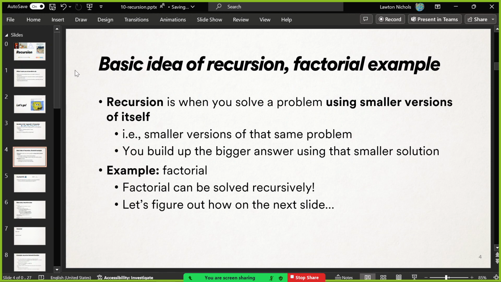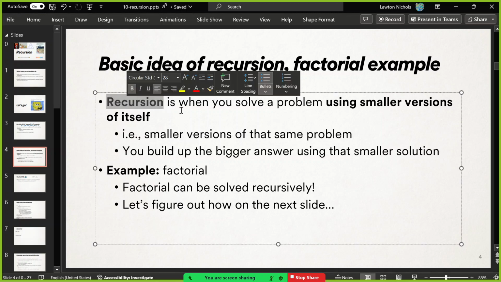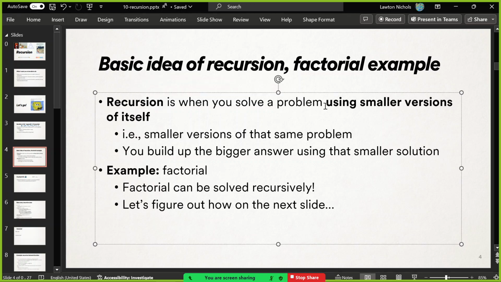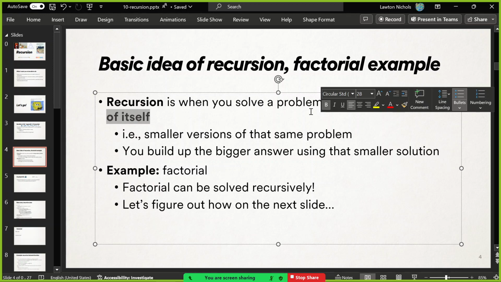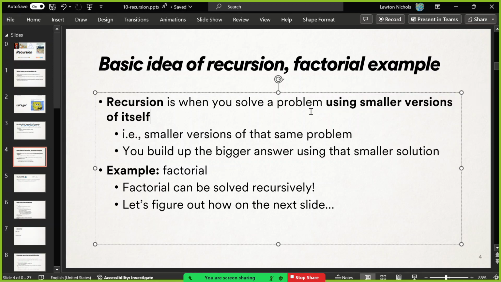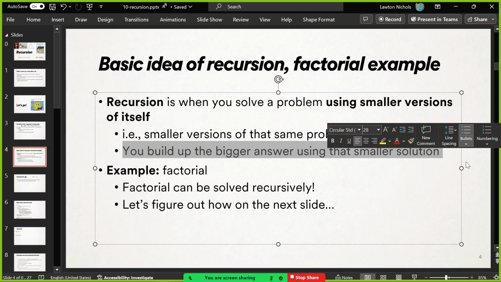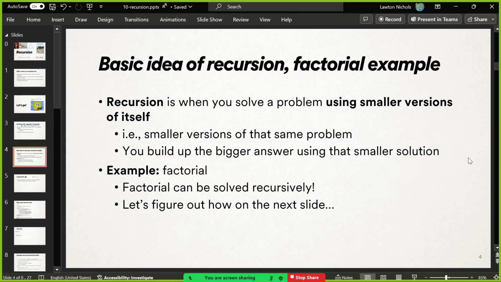So here's closer to a problem that we can code up, all right? Here's the basic idea of recursion using factorial as the example. First of all, let's define it. Recursion is when you are solving a problem in terms of smaller versions of that same problem, okay? You're handing off the problem to itself, but a smaller version, and you end up building up the answer to the original question using those smaller solutions, okay? That's going to be the goal. That's what recursion does for you.